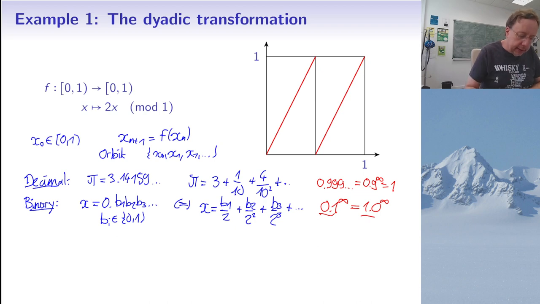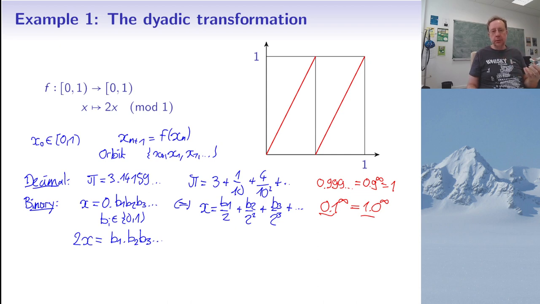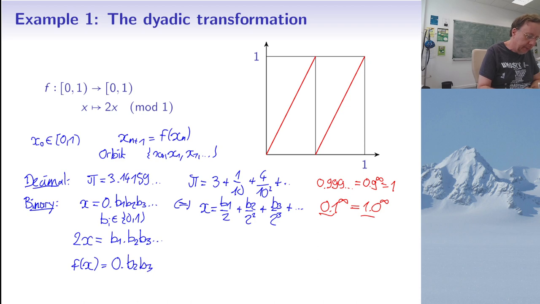Now, why is this binary expansion useful for the dyadic transformation? Well, because of the following thing. So if I take an x like that, what happens when I multiply x by 2? Well, you know that in decimal expansions, when I multiply a number by 10, I just shift all digits to the left. Well, in binary expansion, when I multiply x by 2, I will get also a left-shifted sequence, so it will be given by b1 dot b2, b3, and so on. And now I have to take this modulo 1, but that just amounts to dropping the integer part, which is given by this b1. So what I find is that f of x is equal to 0.b2, b3, b4, and so on.